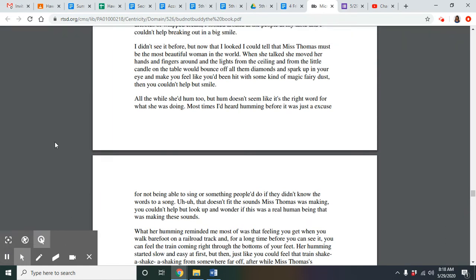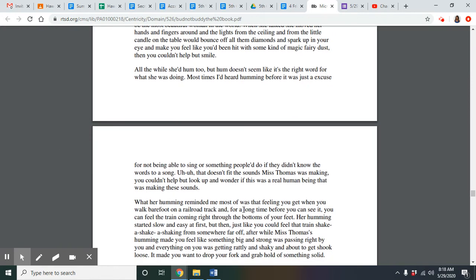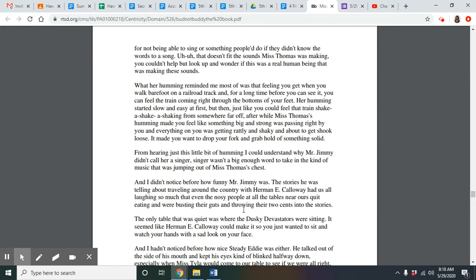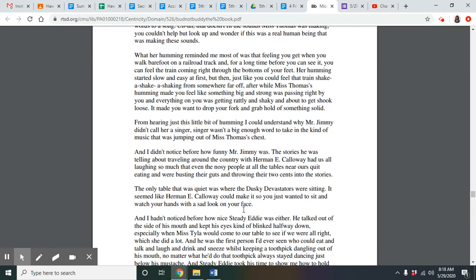All the while she'd hum too, but hum doesn't seem like it's the right word for what she was doing. Most times I'd heard humming before, it was just an excuse for not being able to sing, or something people do if they didn't know the words to a song. That doesn't fit the sounds Miss Thomas was making. You couldn't help but look up and wonder if this was a real human being that was making these sounds.